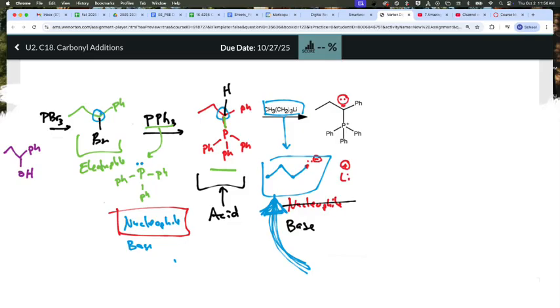Yeah. Okay. That's a really, really strong base. I can remove that hydrogen because I'm throwing a stupid strong base at it. That's why it can react. But there's more to it. Why else could it potentially react?